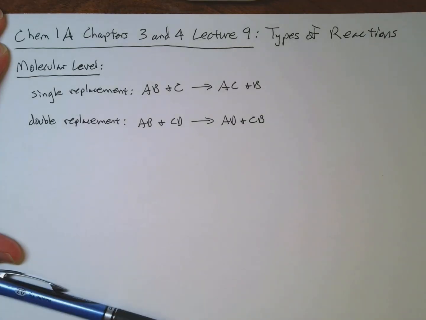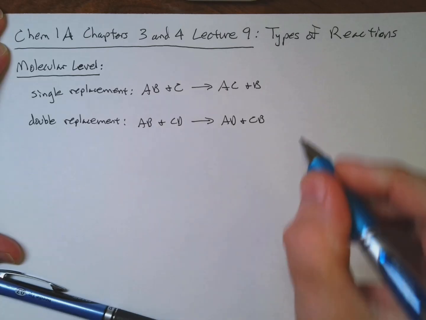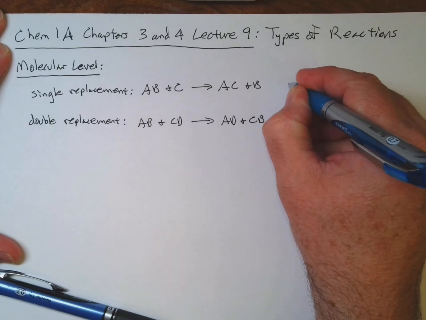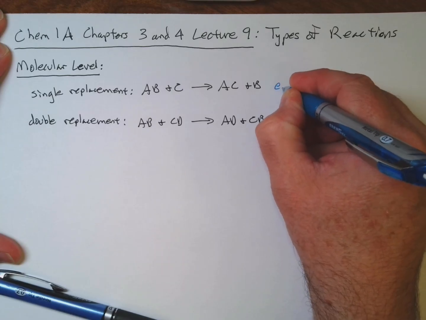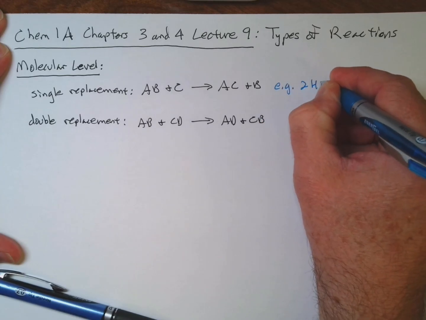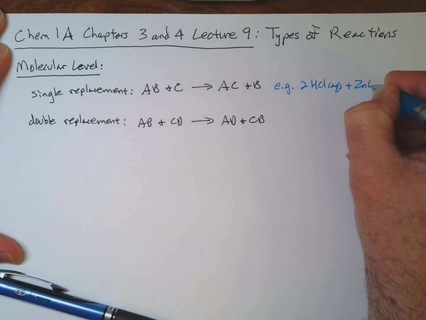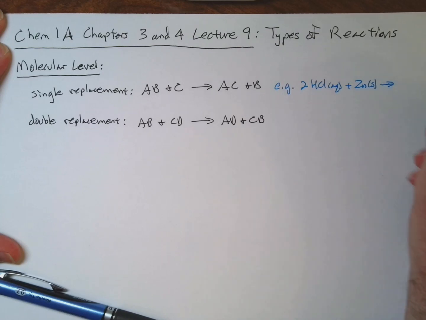If we look at examples of these, a single displacement might be, let's say, 2 HCl aqueous plus zinc solid react to give zinc chloride aqueous plus H2 gas. That could be one example.